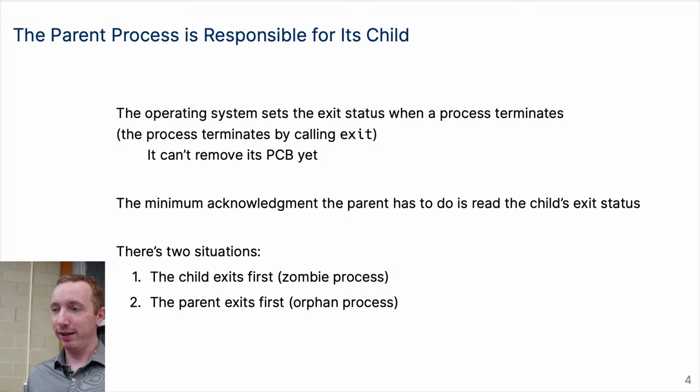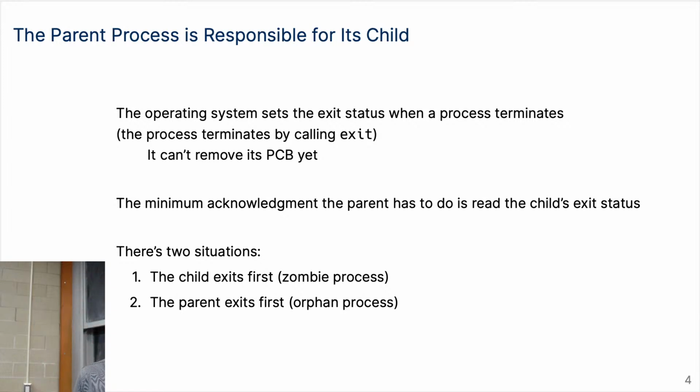Yeah, the parent process is responsible for the child. So again, when a process needs to exit, it has to go through that exit system call, and then the operating system is going to keep track of whatever that exit status is somewhere. So at that point, it can't remove its process control block. It still has to hold on to that value. And then the minimum acknowledgement the parent has to do is read that child's exit status, and we're going to see how to do that next.